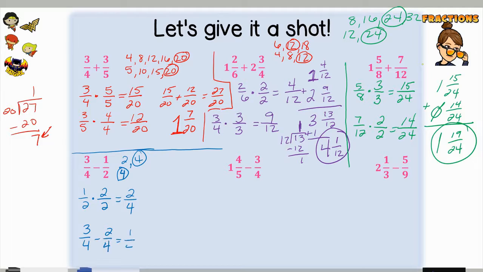And my answer would be 1/4. Don't you love it when they're nice and simple like that? Let's go ahead and take a look at what that looks like with mixed numbers.